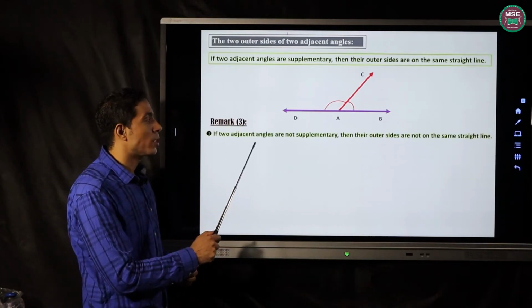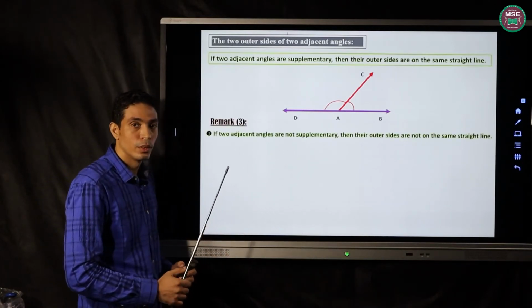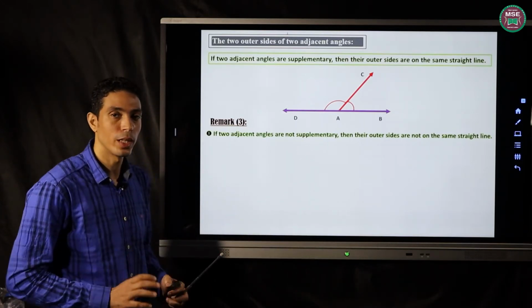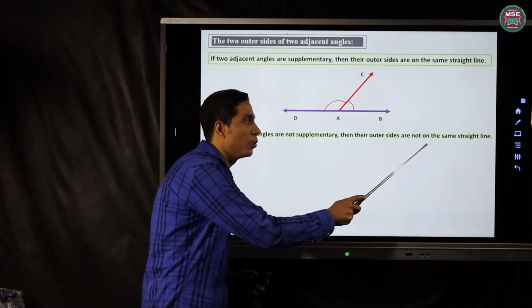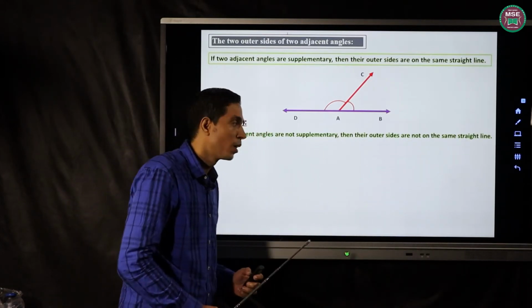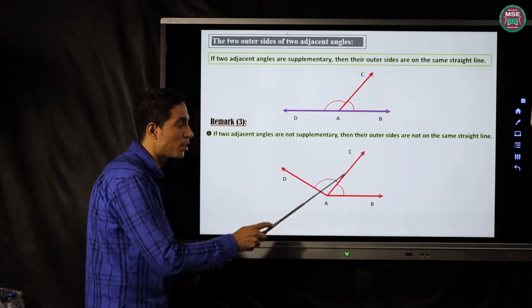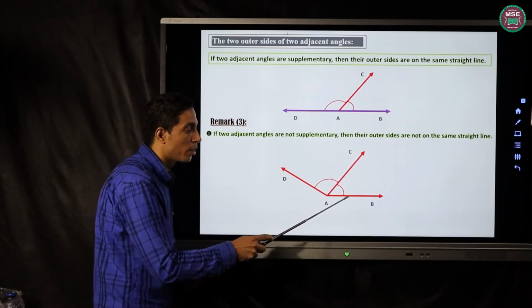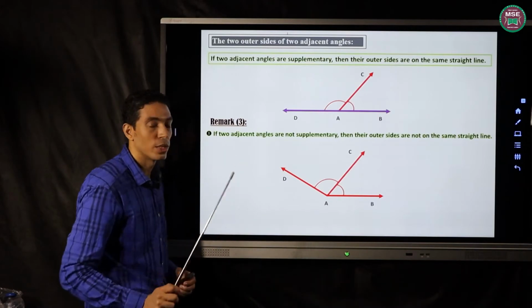And if the two adjacent angles are not supplementary, then their sum must not equal 180. Then the outer sides must not be on the same straight line. Like this example, we have angle BAC and angle CAD are not supplementary angles, then AB and AD are not on the same straight line.